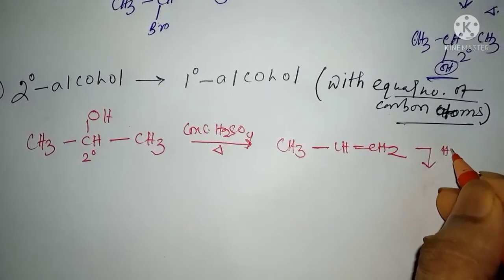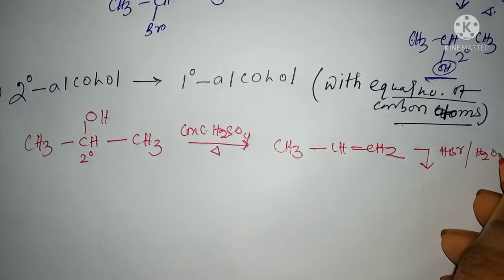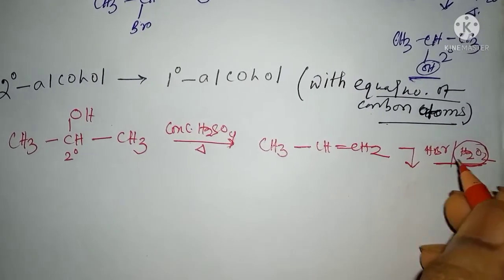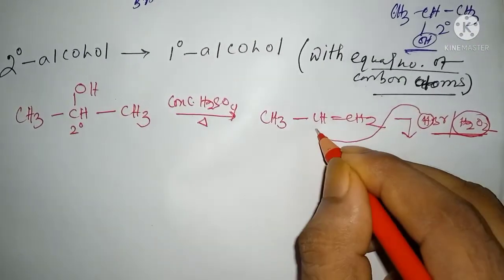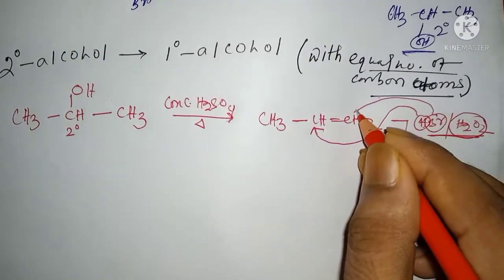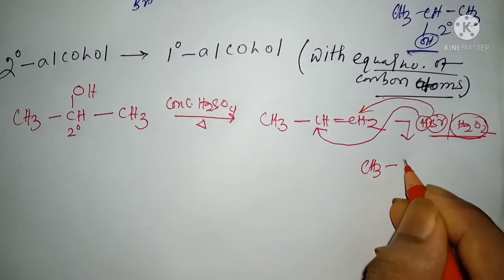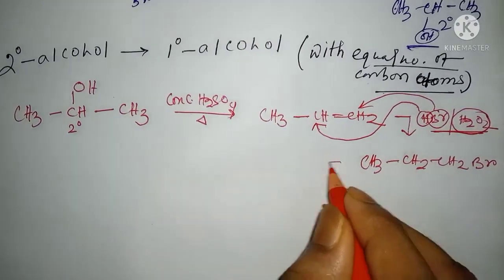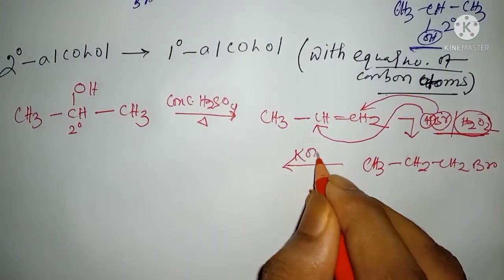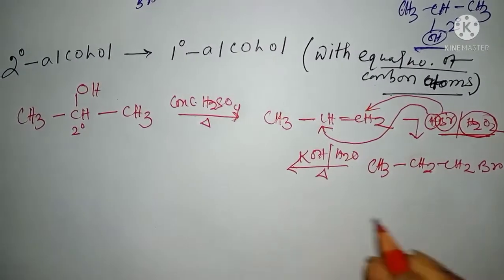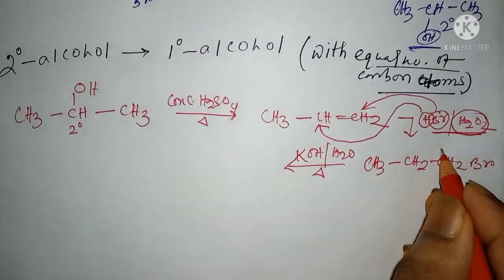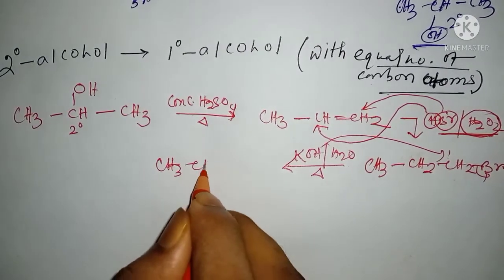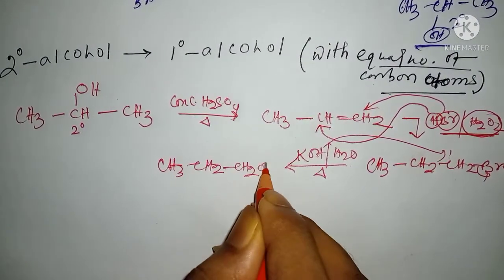Then HBr with H2O2. HBr with H2O2 means peroxide, so this is anti-Markovnikov addition. H attacks the less hydrogenated carbon and Br attacks the more hydrogenated carbon. So this is CH3CH2CH2Br. Now in the presence of KOH, H2O and heat, OH minus attacks this carbon and Br is removed. So this is CH3CH2CH2OH.